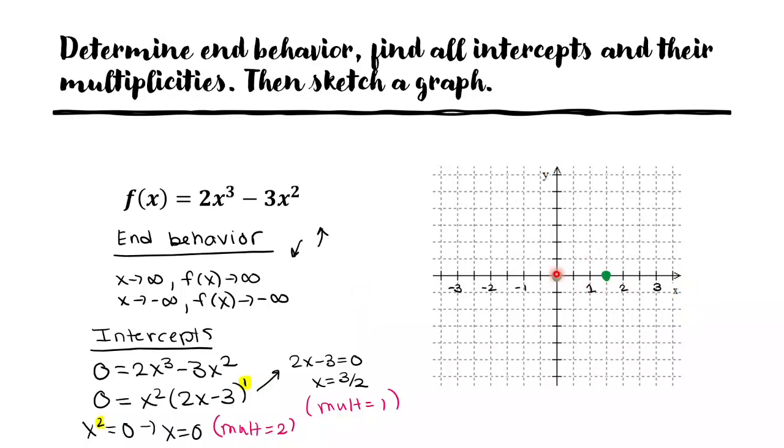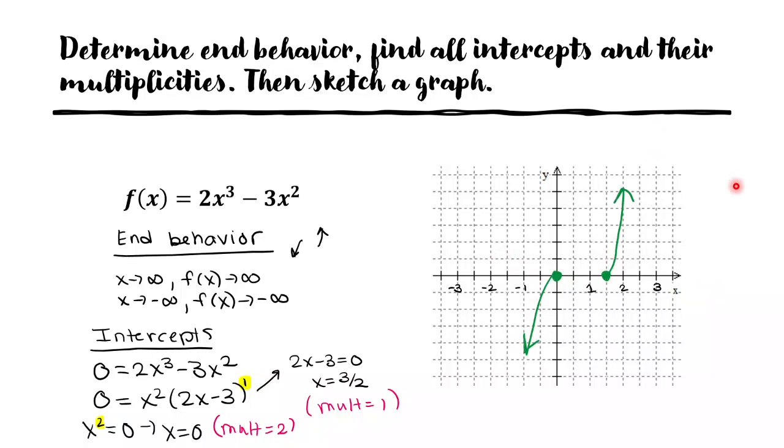I have an x-intercept at 0. This is actually my y-intercept as well. And I have another one at 3 halves, or 1.5. So I plot both of my x-intercepts. And the next thing I'm going to do is draw in my end behavior. So the left side of the graph has to go down. The right side of the graph has to go up.